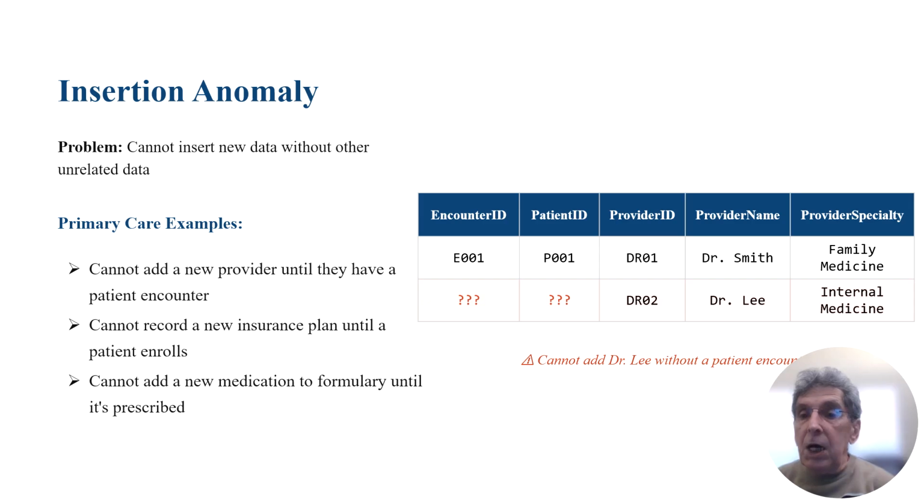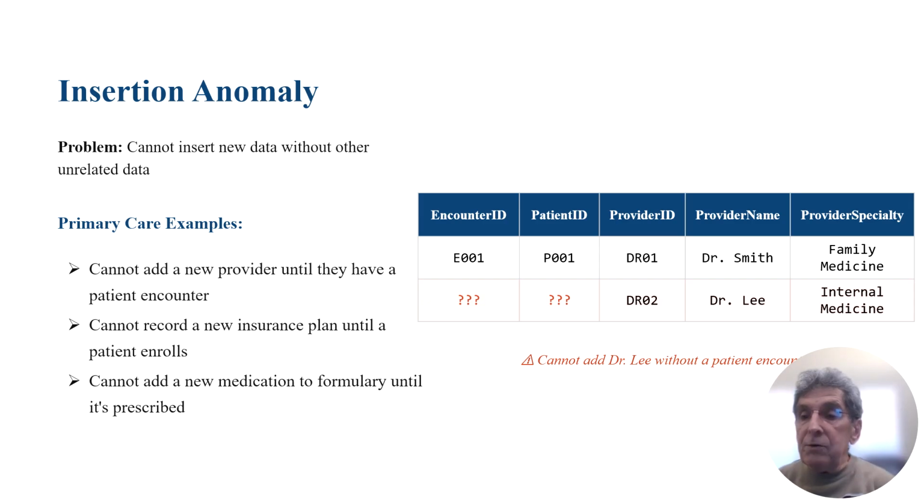An insertion anomaly occurs when you cannot insert new valid data because the table structure requires other data that doesn't exist yet. Think about this from the primary care perspective. Imagine your clinic hires a new physician, Dr. Lee. She's credentialed, has her NPI, and she's ready to see patients, but she hasn't had any patient encounters yet because she just started. Your database stores provider information only in an encounters table. You literally cannot add Dr. Lee to the system. There's no encounter to attach her to.